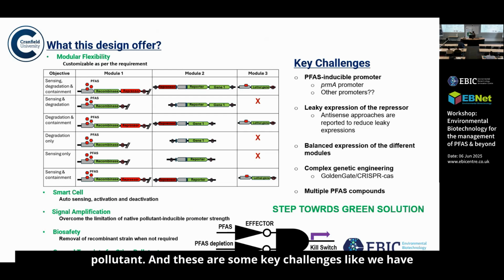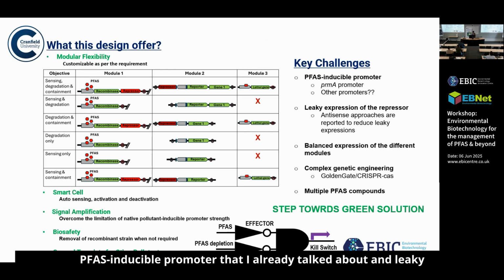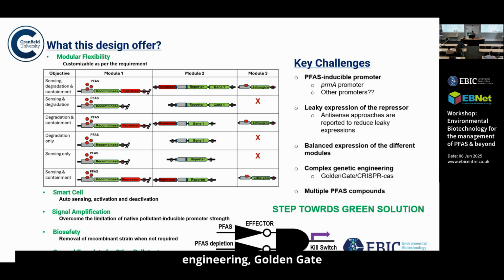And these are some key challenges: we have to have a PFAS-inducible promoter, which I already talked about. Leaky expression of the reporter can be a spoiler, and it's a complex genetic engineering, but Golden Gate and CRISPR can take care of that. And the burning question is multiple PFAS compounds. It is highly unlikely that a single promoter can respond to all PFAS molecules. But even if we find a promoter that can detect maybe 2, 3, or 4 of the most important PFAS molecules, that could be a baby step towards a green solution.